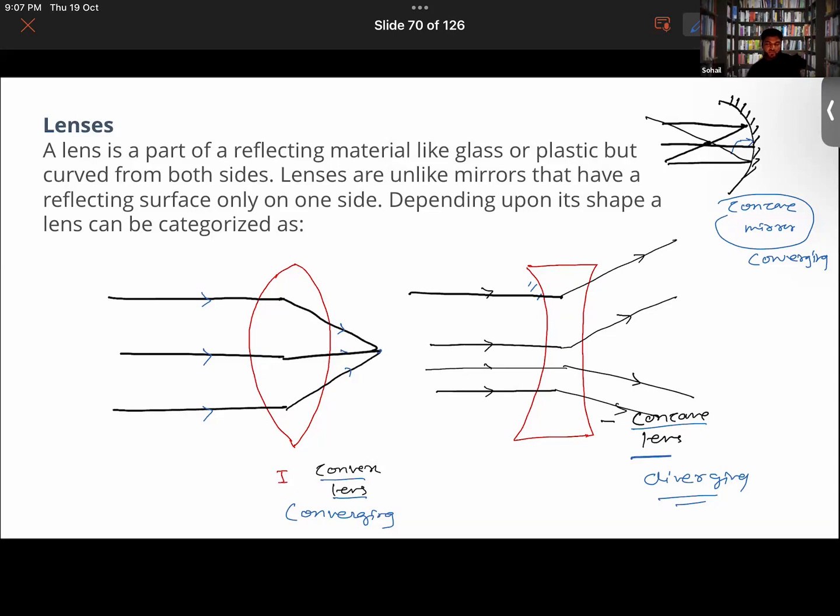So right now we are talking about the lens. A lens is simply a part of a material like glass or plastic, but it is curved on both sides, right?